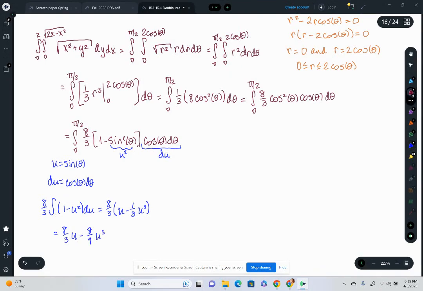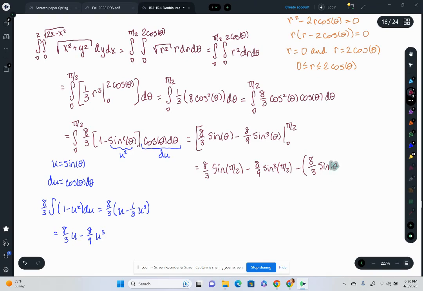Okay, so I took care of the constant, I took care of all the functions, just replace the u with the sine, and we get 8/3 sine of theta minus 8/9 sine cubed of theta. We're going from 0 to pi halves. At pi halves, we have 8/3 times sine of pi halves minus 8/9 sine cubed of pi halves minus, and then here we get 8/3 sine of 0, minus 8/9 sine cubed of 0.